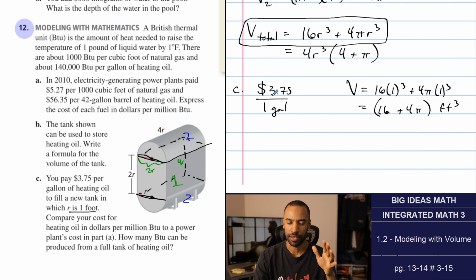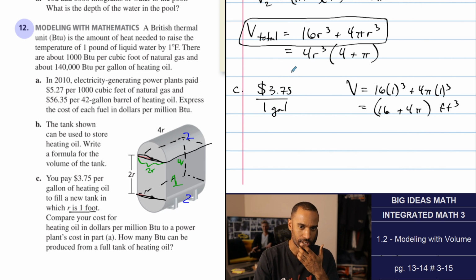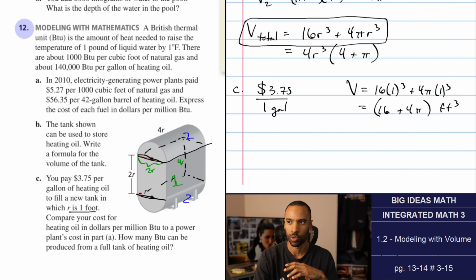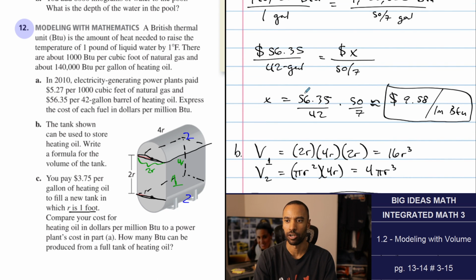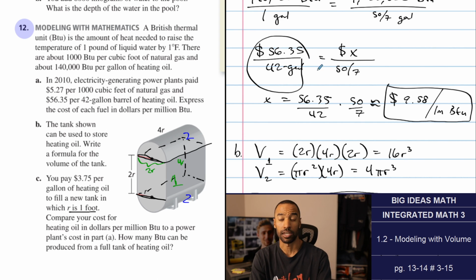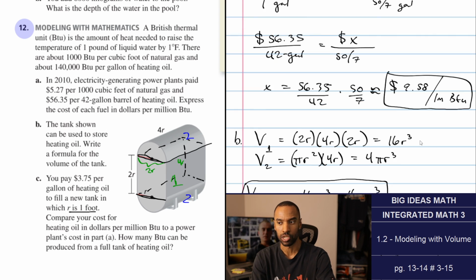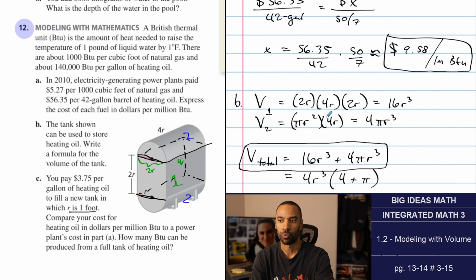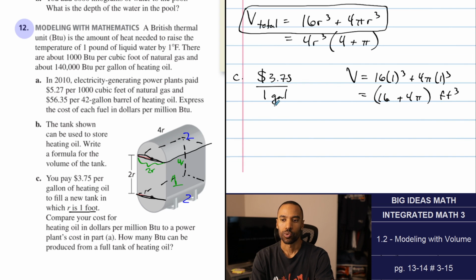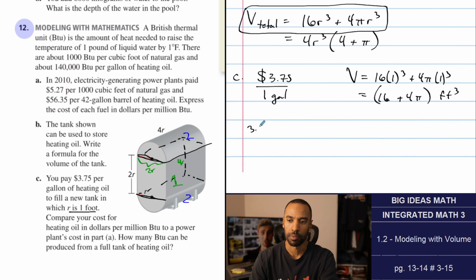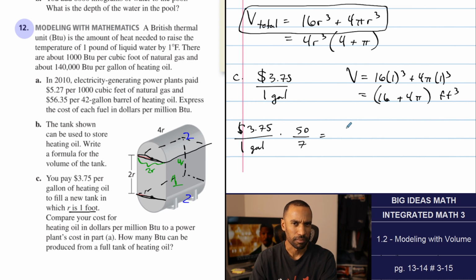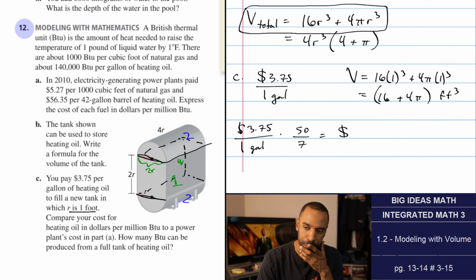We don't need to talk about the feet to begin with. They're just saying compare the cost of heating oil to what we had in part A. So I can take whatever this rate is and compare it to that rate, or I can work per million BTU, where we multiply by 57ths. So I take my rate, $3.75 per 1 gallon, and multiply that by 57ths, and we get how much you're spending per million BTU, basically.